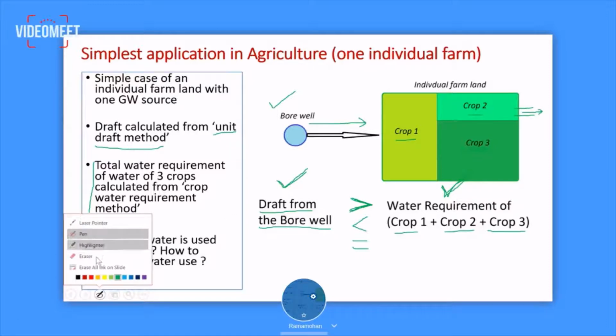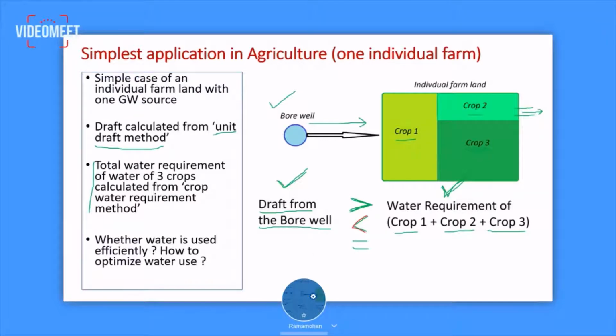That's quite possible. And in the second case, let us see if it is less than this. So what happens if it is less? You are drawing less water than what is required by the crops. That means you are not giving enough water to the crops, so the crops may not perform and give you the optimum yield because of the water shortage they are experiencing.